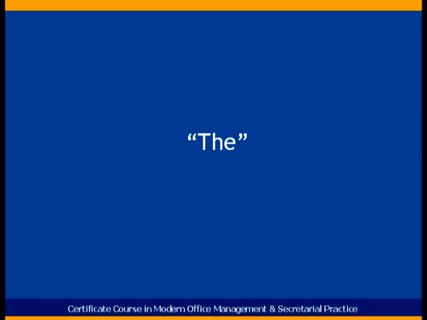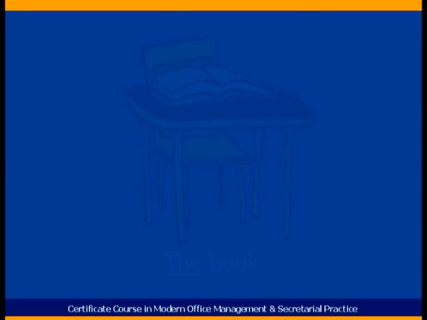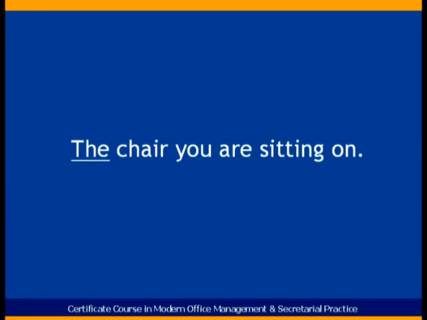Definite articles like the refer to a specific thing, like the book on the desk. Which book are we talking about? The book that is on the desk. The chair you are sitting on. Which chair are we talking about? The one that you are sitting on.